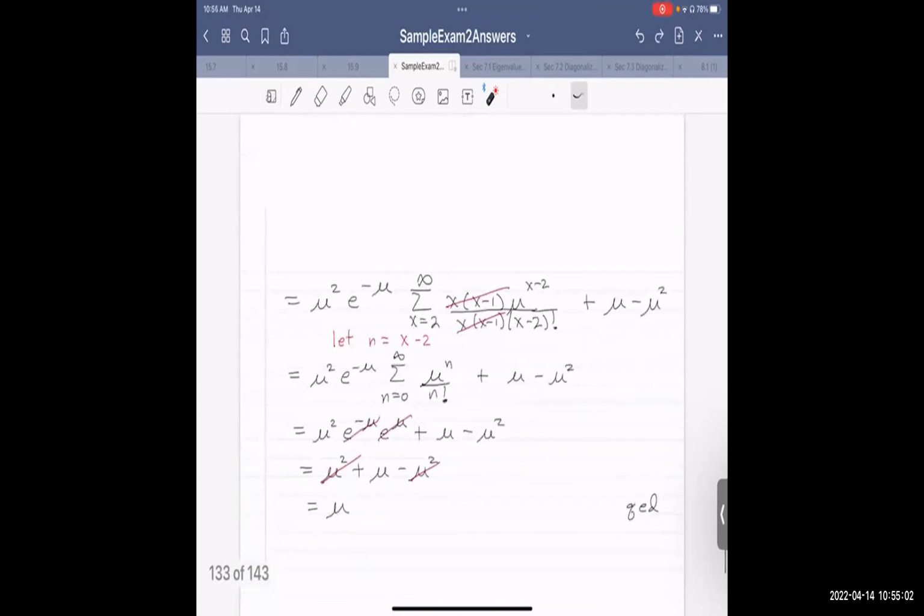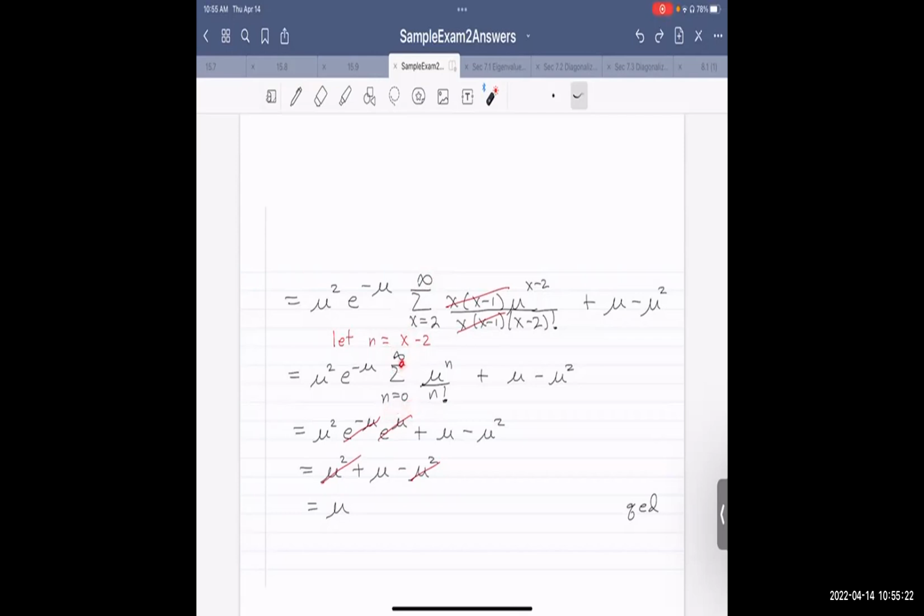Next, let n equal x minus 2. And so wherever I see an x minus 2, I replace x minus 2 by n. When x is 2, 2 minus 2 is 0, so n is 0. When x is infinity, well, infinity minus 2 is still infinity, so n is equal to infinity.